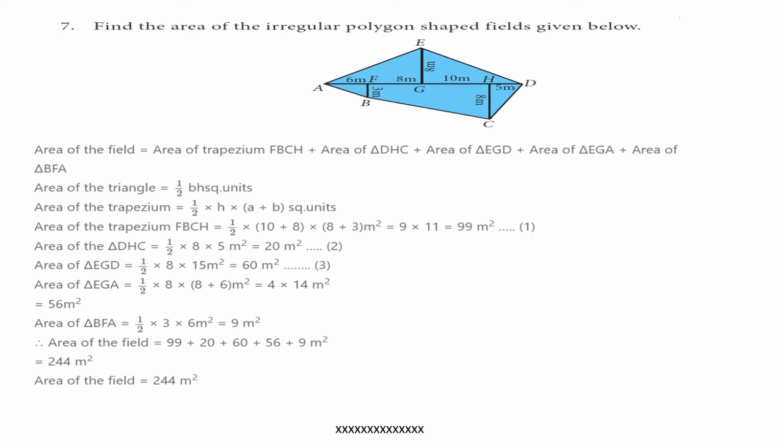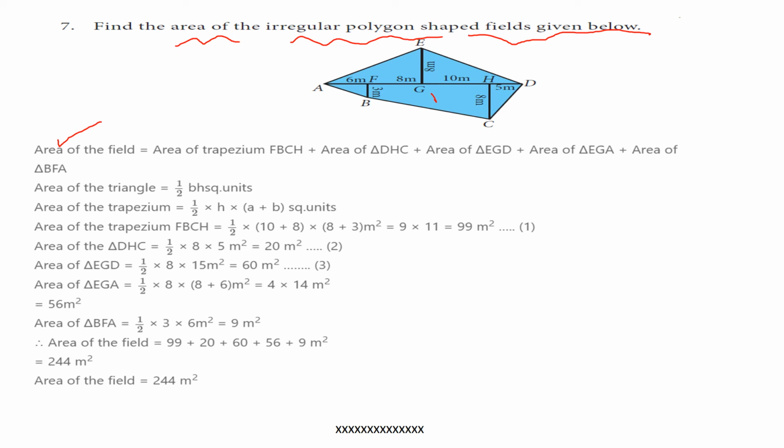Next, find the area of the irregular polygon shaped field given below. So we have to find out the area of the field. Here, given the shapes, the area of trapezium FBCH, and plus we have to add these shapes and find out the area, and we get the area of the field.